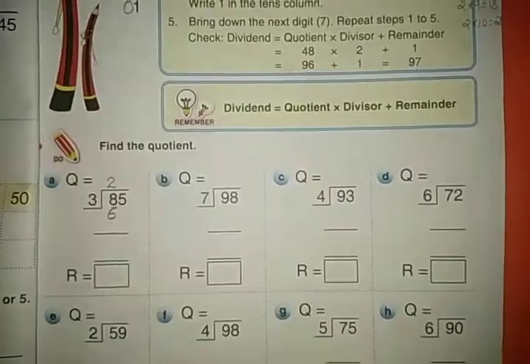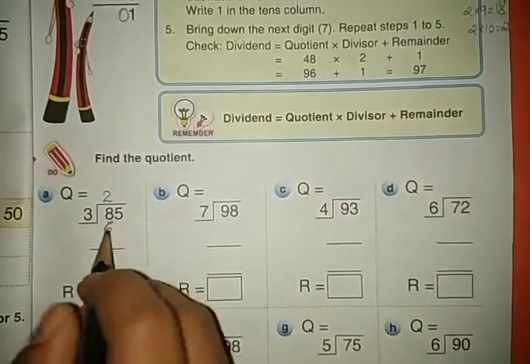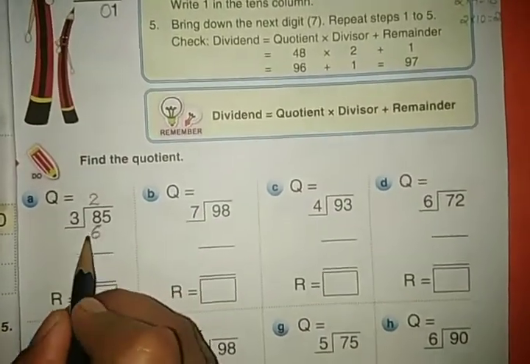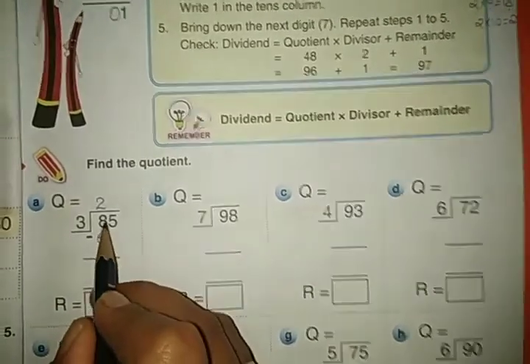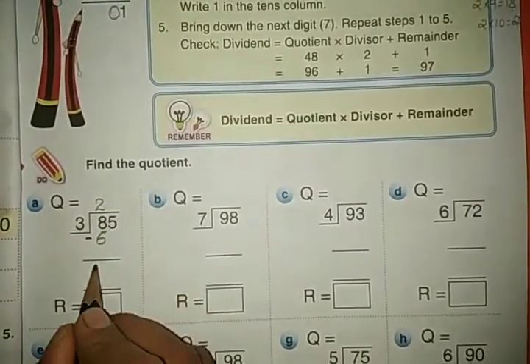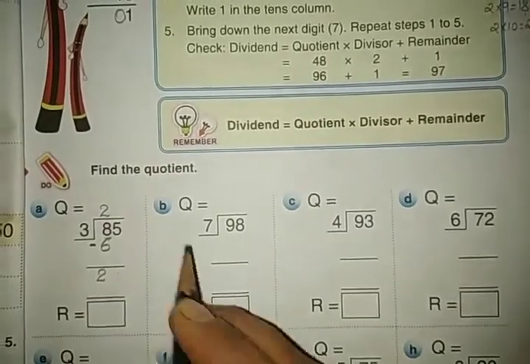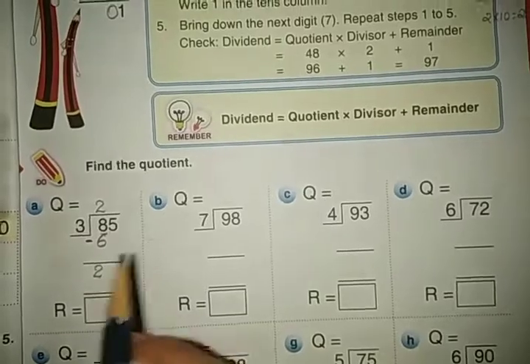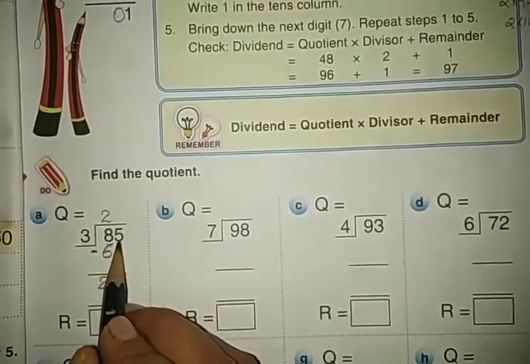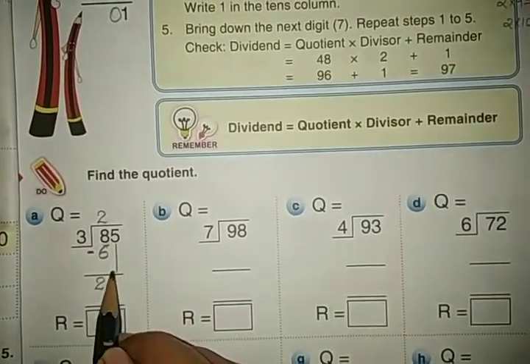Yes, now after writing this, subtract the numbers. Put a subtraction sign, minus, here. 8 minus 6 is 2. If you subtract 6 from 8 you will get the answer 2. Now the next step is you need to take this 5 down.